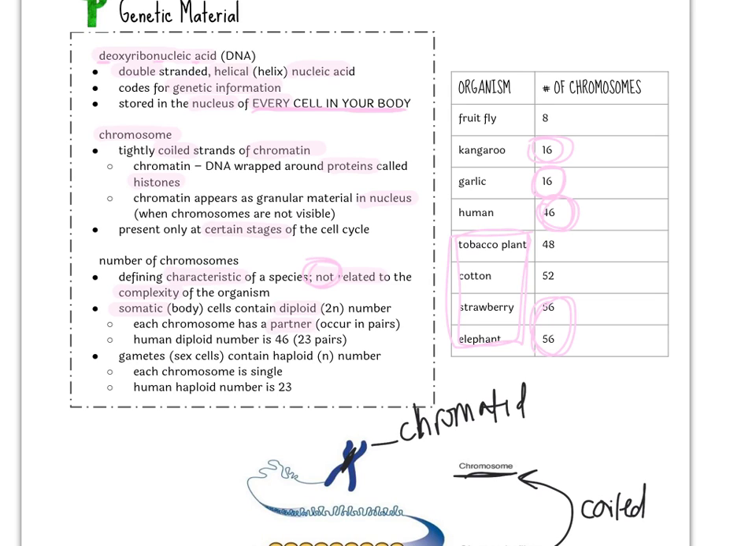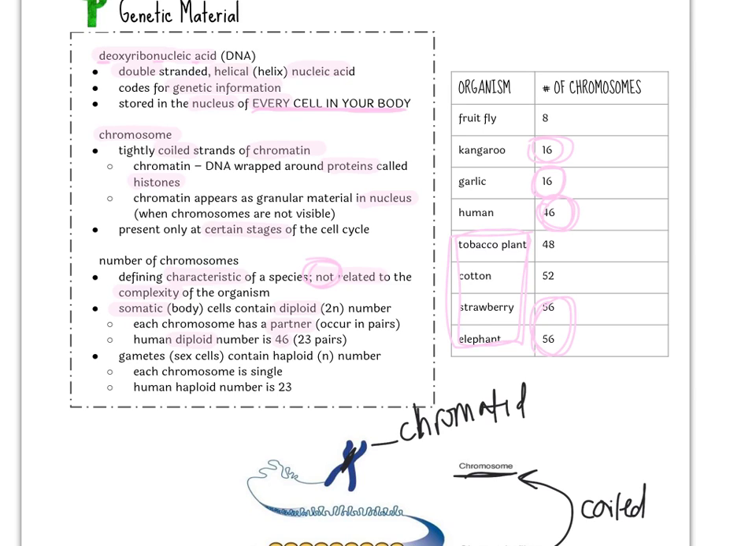So the diploid number for humans is 46, which means we have 23 pairs. So if we looked at the chromosomes for human, you would see 23 of these, but remember that each of these is technically a chromosome. So you have 46 of these, 23 pairs in your body cells.